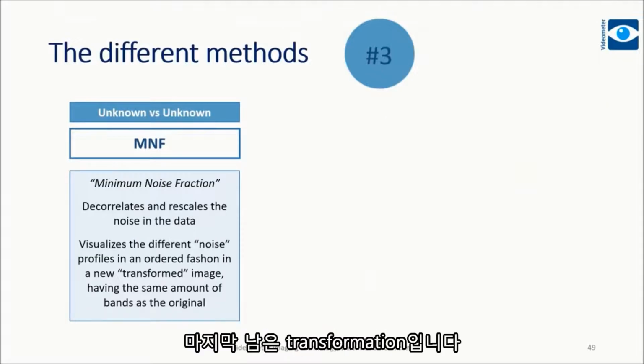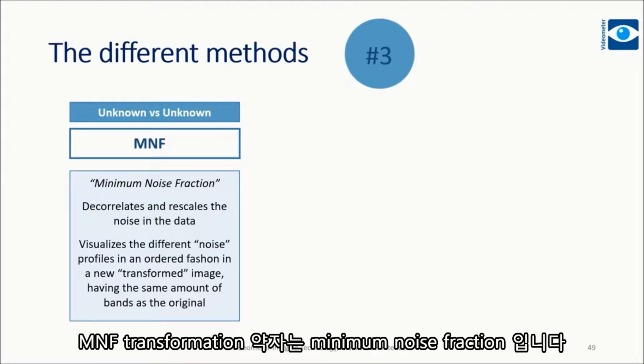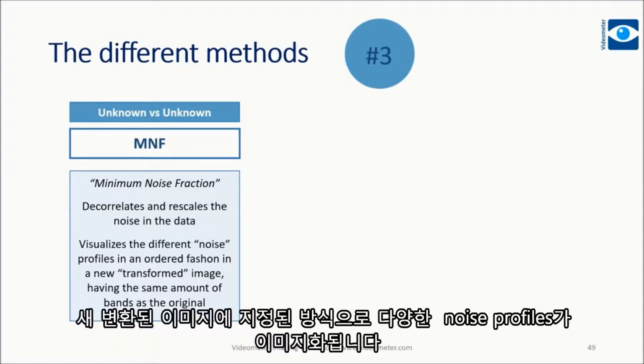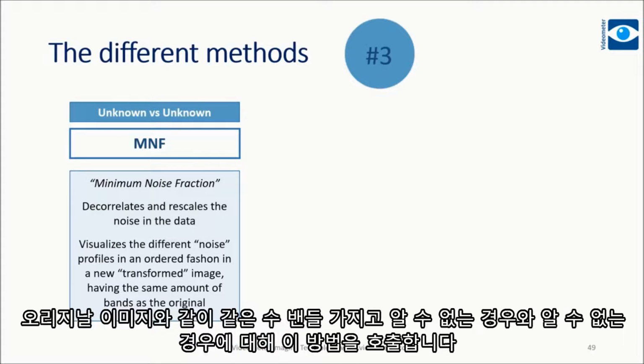Now moving on to the last of the transformations, the unknown versus unknown case, the MNF transformation. MNF stands for minimum noise fraction. This transformation decorrelates and rescales the noise in the image data. When you perform the MNF on an image, the different noise profiles are visualized in an ordered fashion, having the same number of bands as the original image.